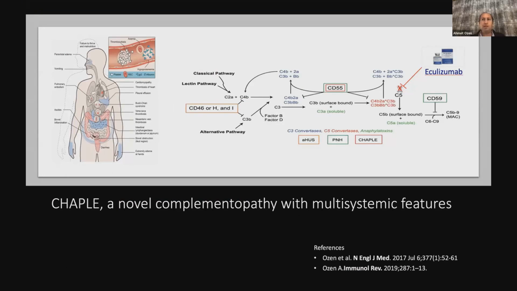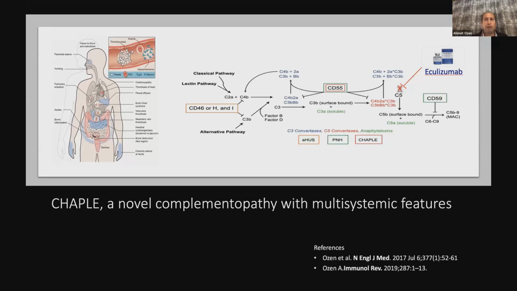So CHAPLE disease is a novel complement disorder caused by genetic loss of CD55, which is a key regulator of the complement system. The cardinal feature of CHAPLE disease is intestinal lymphangiectasia. It causes protein-losing enteropathy and intestinal malabsorption. A second important feature is systemic thrombosis, which may go fatal.